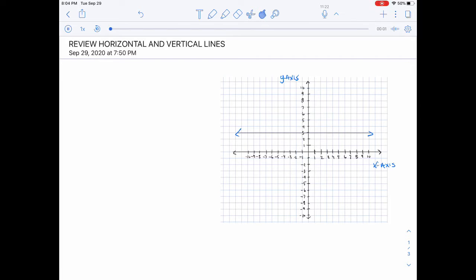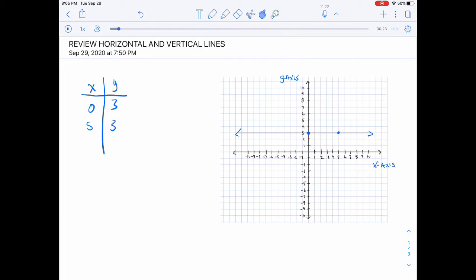Let's analyze the slope of a horizontal line. Let's create a table of values. How about when x is 0? Well, when x is 0, y is equal to 3. How about when x is 5? Well, y is also 3.